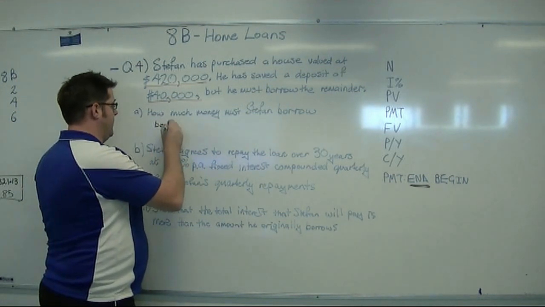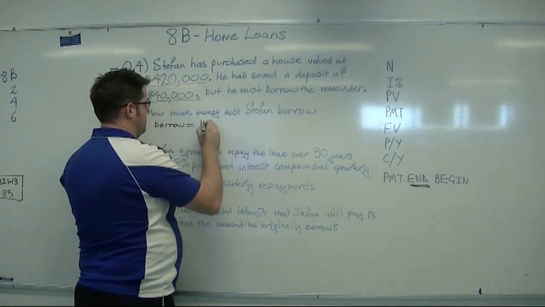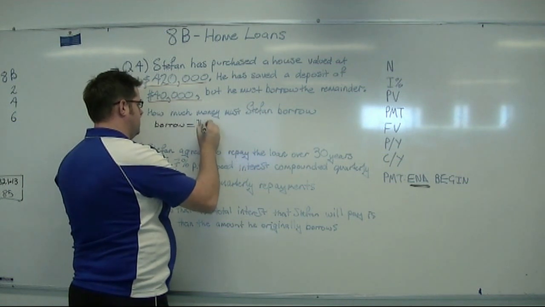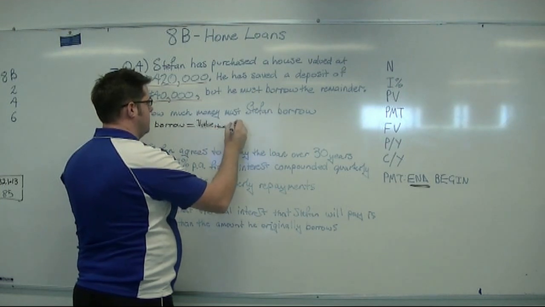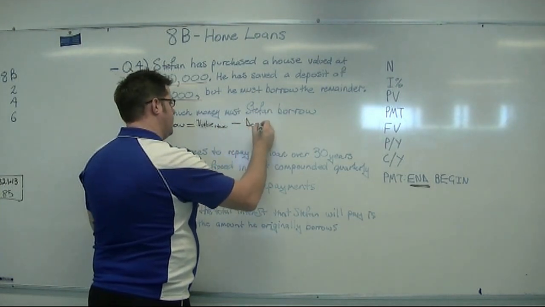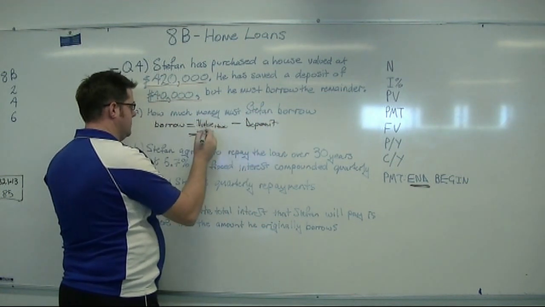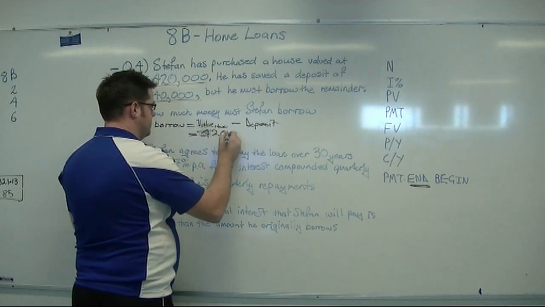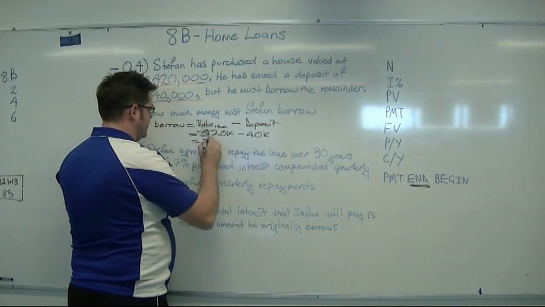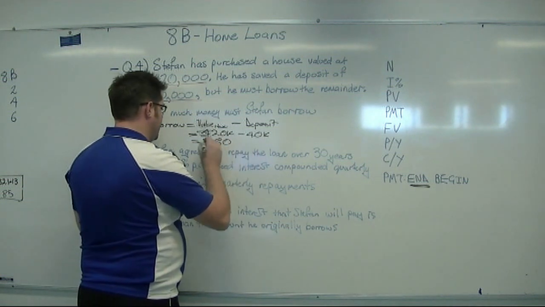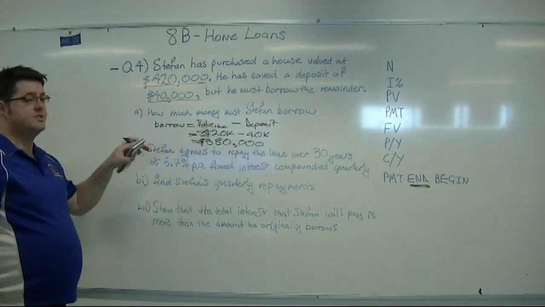So we say borrow amount equals the value of the house minus deposit, equals 420,000 minus 40,000, which is equal to $380,000, which is perfectly correct.